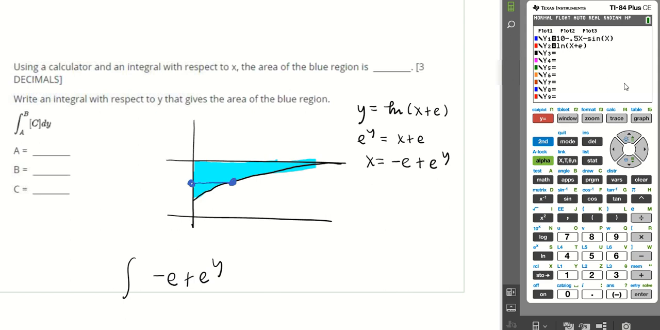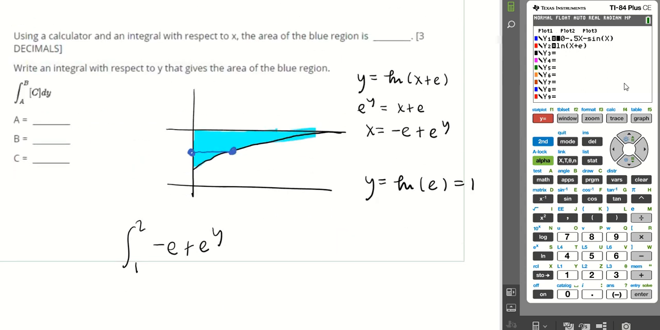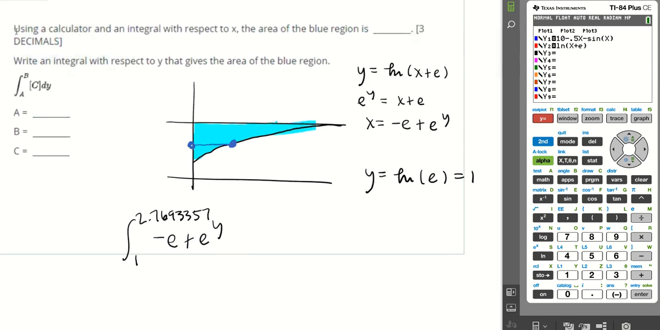My lower bound of integration is going to be, well, it's going to be y of 0. So it's y equals the log of 0 plus e. That's going to be 1. And then the upper bound is going to be that, what is it, that 2.7693357. Okay, that's how. And that's the last problem.